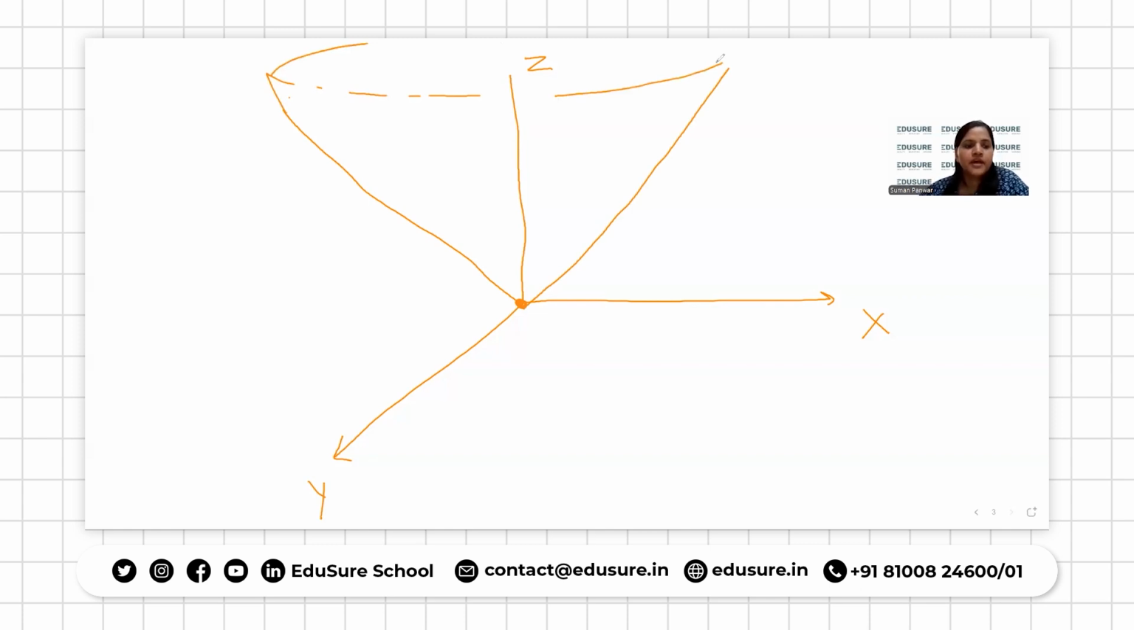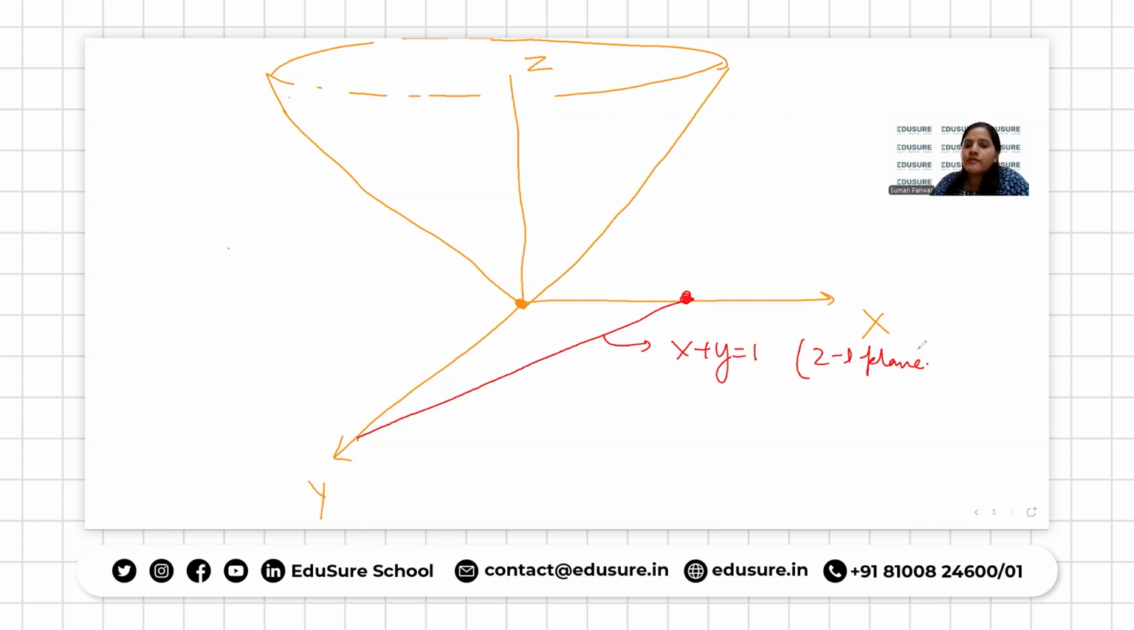Okay. Now we know that we have the constraint x plus y equals 1 lying on the 2D plane. So we have a point (1, 0) here. We have a point (0, 1) here.